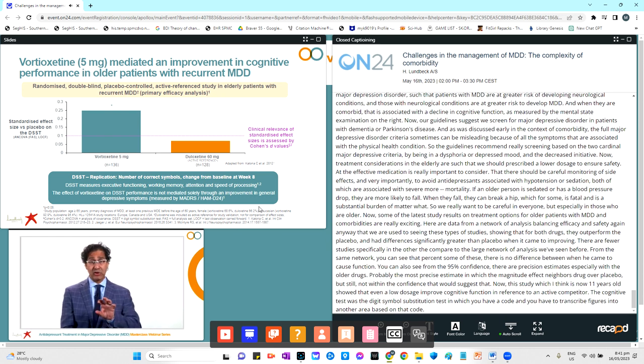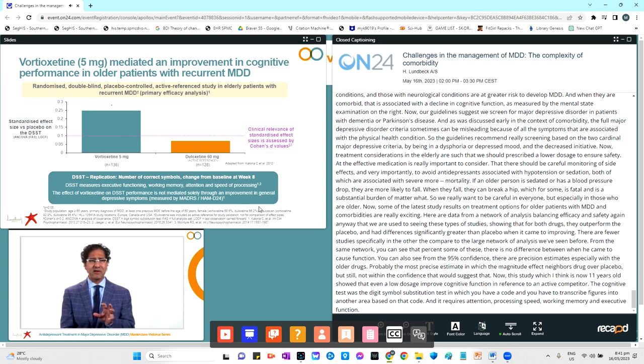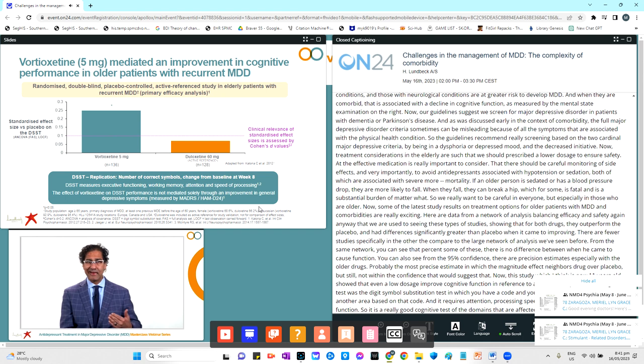So it's a really good composite cognitive test of the domains that are affected in major depressive disorder. And what we see is a clinically meaningful effect based on the Cohen's d with the vortioxetine and not with the duloxetine, notwithstanding a difference there as well.